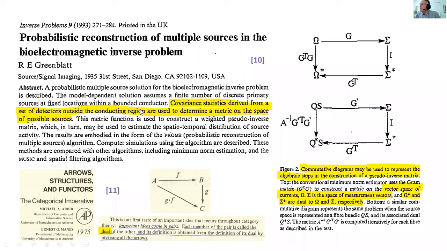Richard proposed a model-dependent solution that assumed a finite number of discrete primary sources at fixed locations within a bounded conductor. And importantly, he used covariance statistics derived from measurements to determine a metric on the space of possible sources. As far as I know, this is the only paper I've seen at least that uses commutative diagrams to pose and solve the EEG-MEG inverse problem. I find this approach to be very helpful, and I'll use it for the rest of the talk.